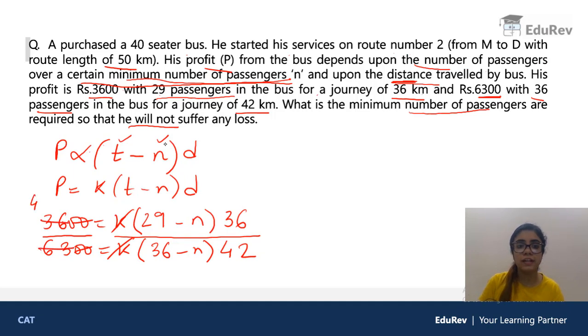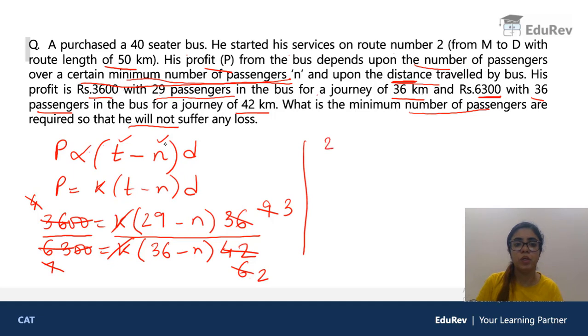9 4s are 36, 9 7s are 63. Okay? Again 4 1s are 4, 9 1s are 9, 7 1s are 7, 6 1s are 6. Then 3 2s are 6, 3 3s are 9. So 3 by 2 will go on the other side and it will become 2 upon 3. That is equal to 29 minus N upon 36 minus N.